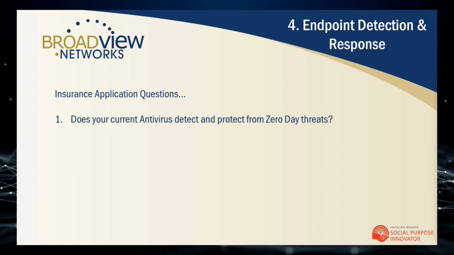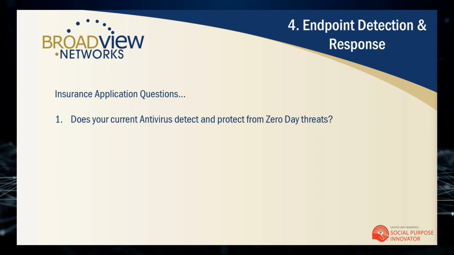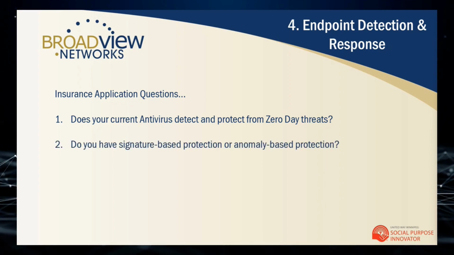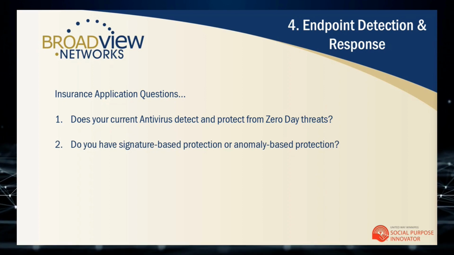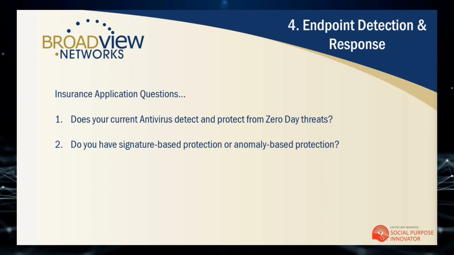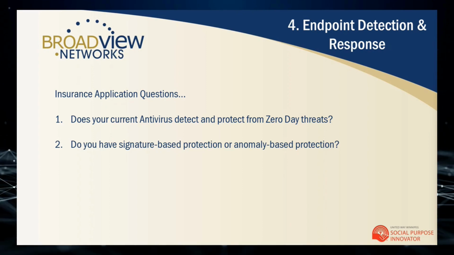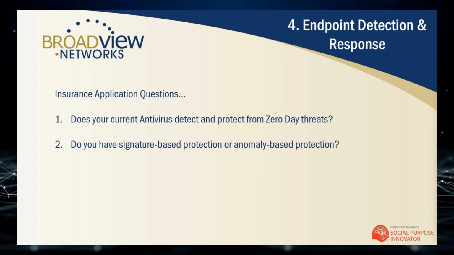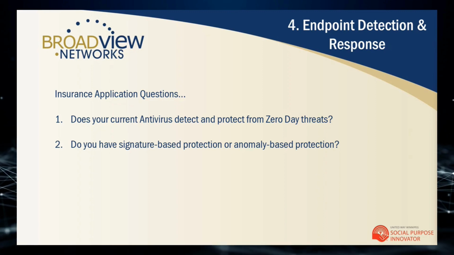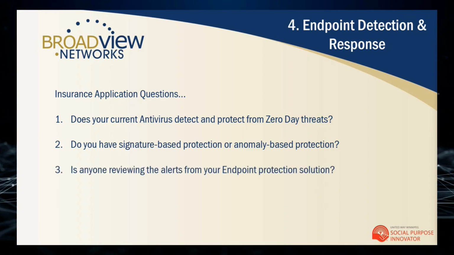Because of that risk, we're moving away to different antivirus technologies and we're moving to anomaly-based protection. So the question is, do you have signature-based protection or anomaly-based protection in your organization today? This is a common question we're seeing on cybersecurity insurance, and we're seeing this affect the premiums people are paying, and potentially the endorsements they can receive if they have the anomaly-based protection, the modern version of it, versus traditional signature-based protection.